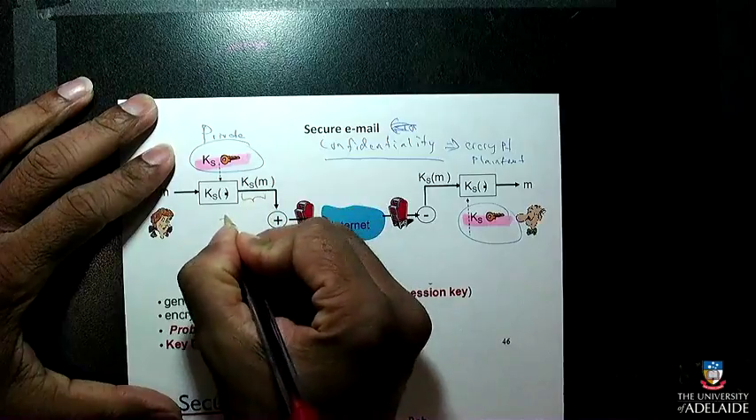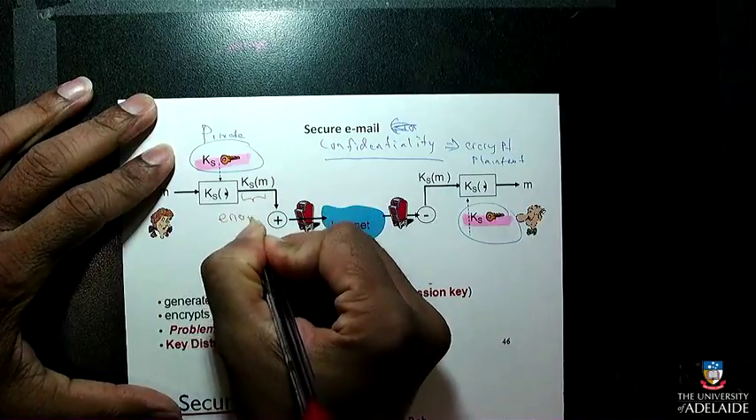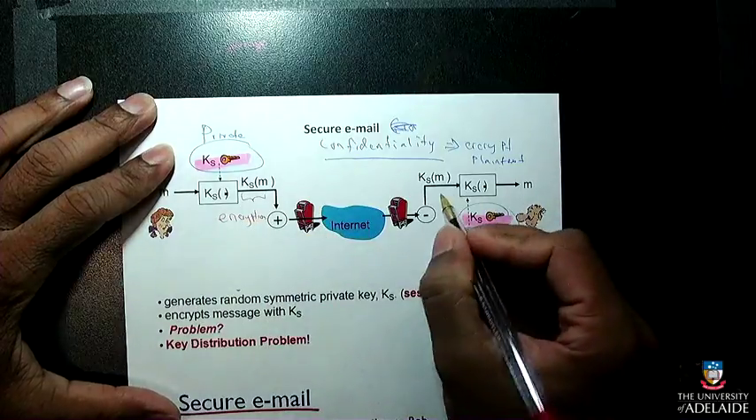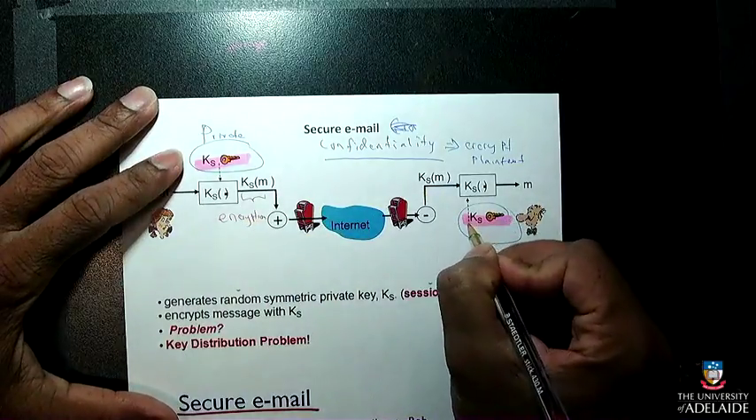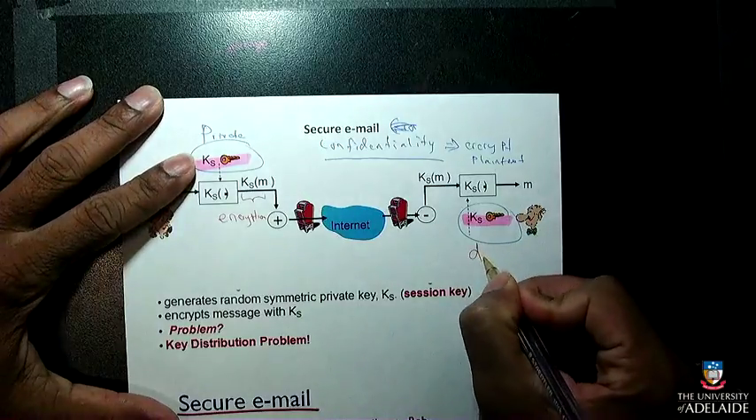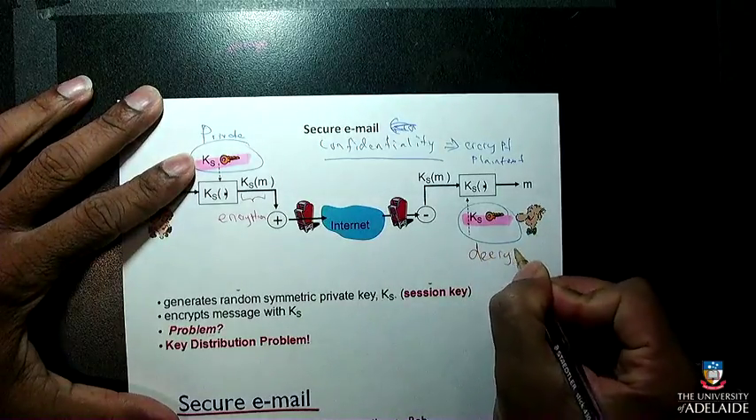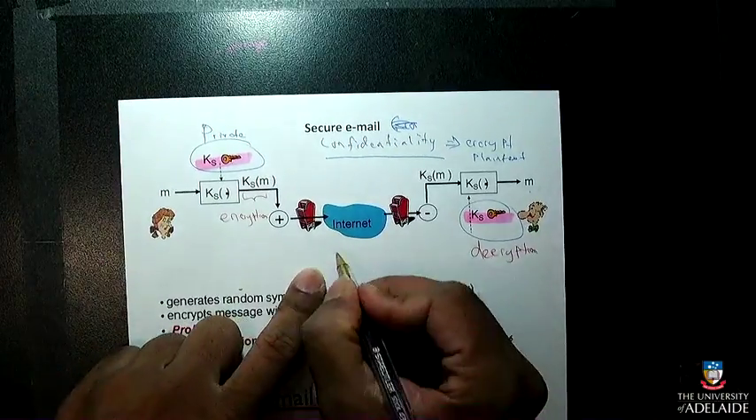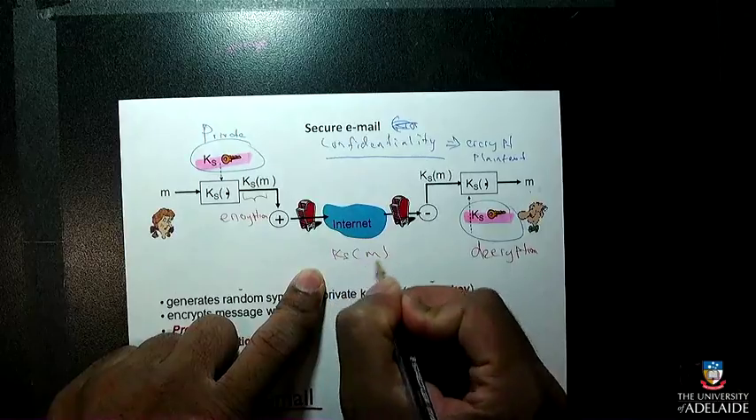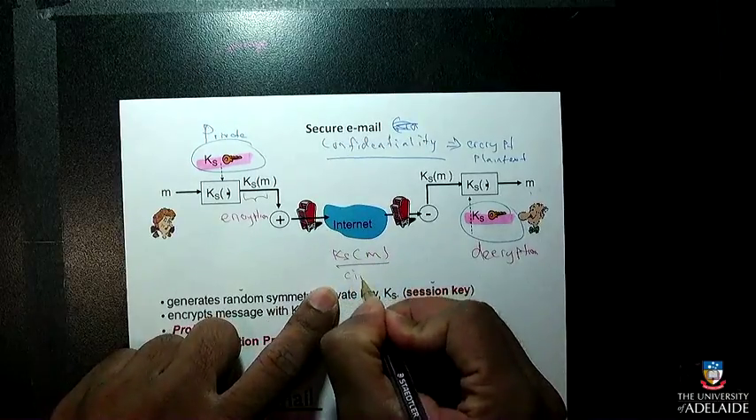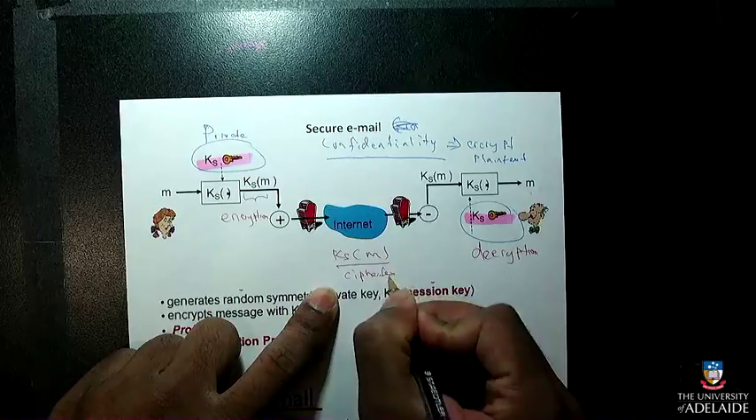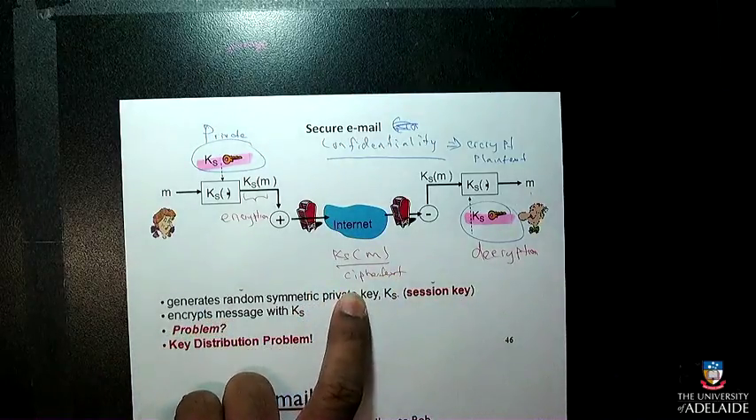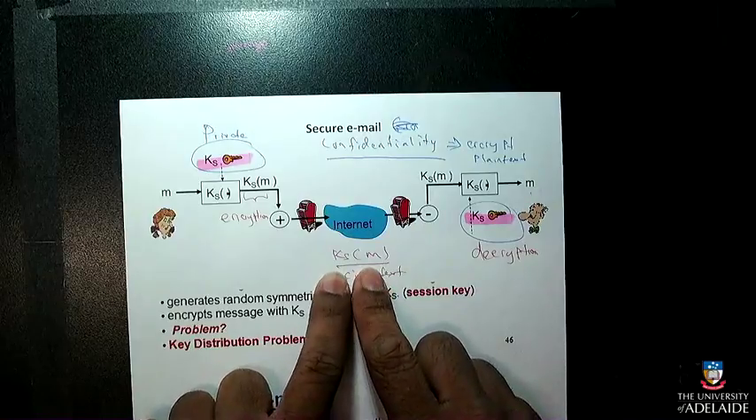So remember I told you this was encryption. Then Bob receives the encrypted message, takes the same private key, and does decryption and recovers the message. So if Trudy was to look at the message, what she would see is this. This is your ciphertext, garbled up stuff that you wouldn't understand because it's been encrypted.